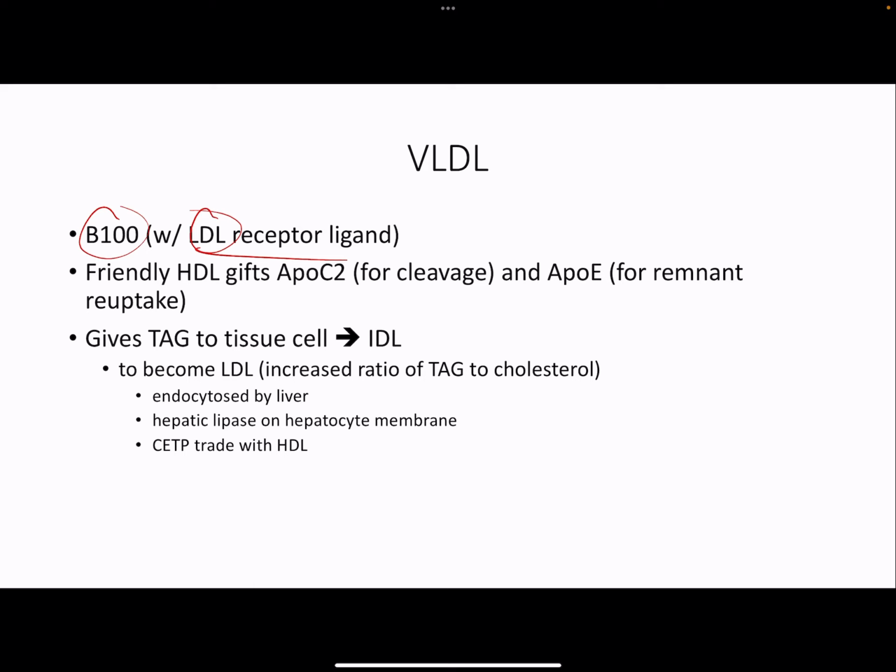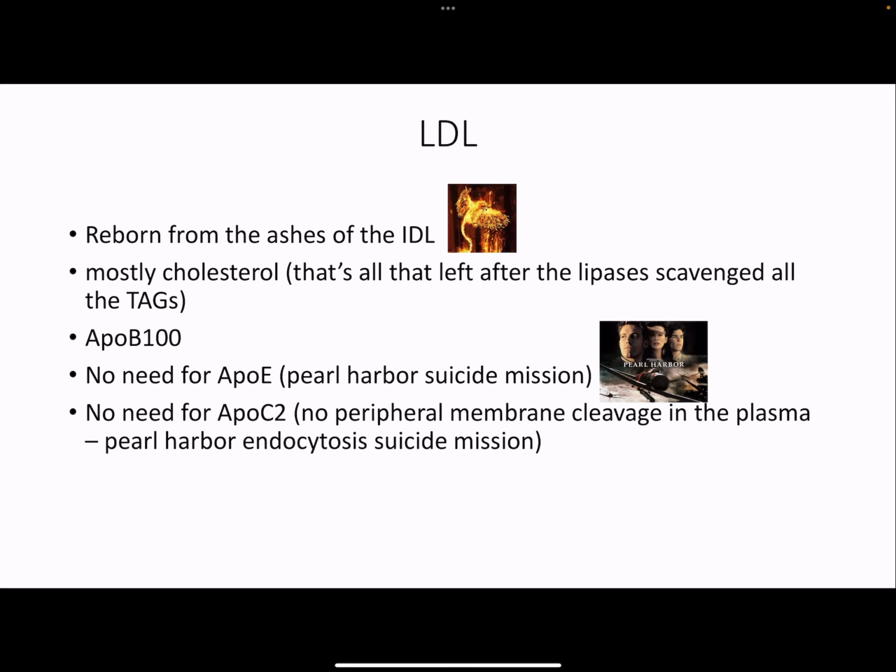Again, we're getting nice gifts, the C2 and the E from the HDL. C2 because we have a lot of triglycerides. Let's cleave them. ApoE because IDL often goes to the liver, it's reabsorbed. So the E exiting to the liver, we need that. And then it becomes IDL, and we just said there's a couple different ways, mainly just going to the liver with the help of this ApoE to become an LDL.